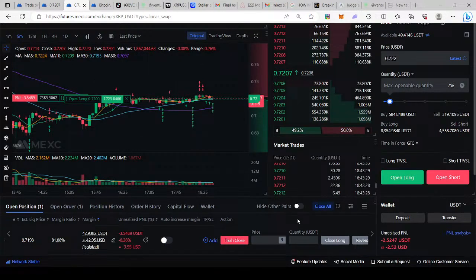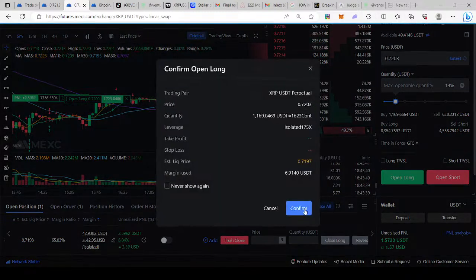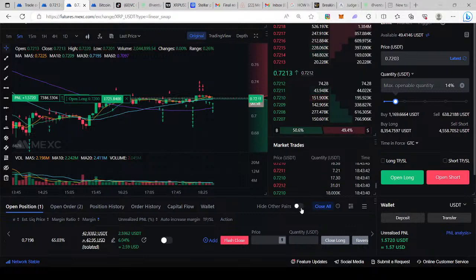There we go. So now I'm going to put a 72.03 for a buy. I was in the wrong section here. 72.03, and I'm going to buy a nice little chunk right there. Hopefully it hits that. It hasn't hit my other one though.